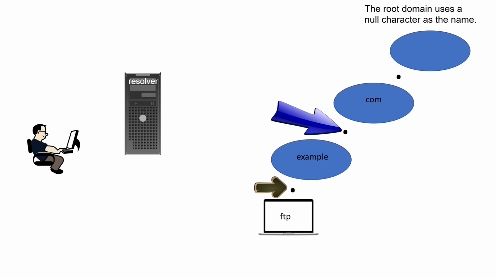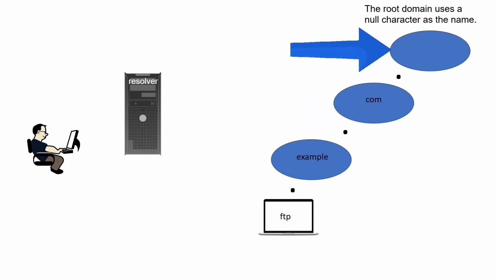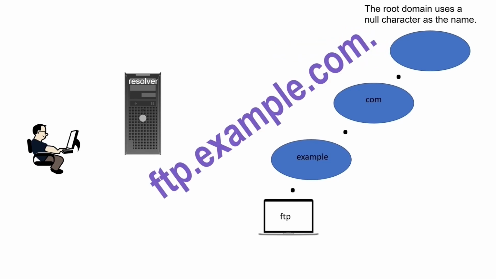A fully qualified domain name uses dots to separate domain names. It starts with the resource's name and ends with the root domain's name. Since the root domain uses a null character as the name, it always ends with a dot. This is an example of a fully qualified domain name.